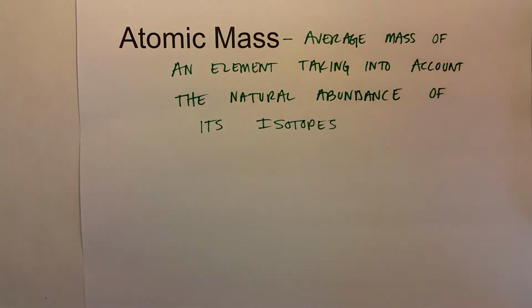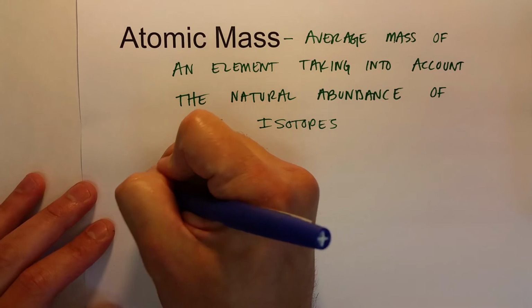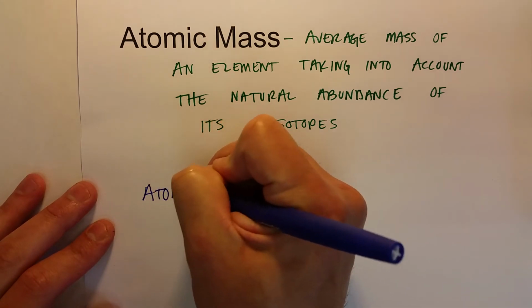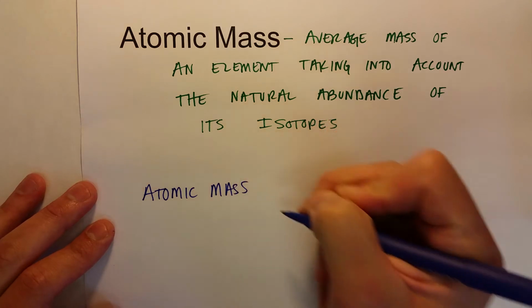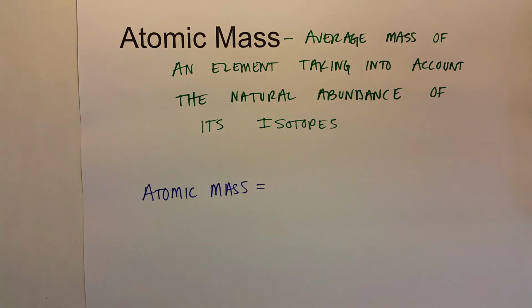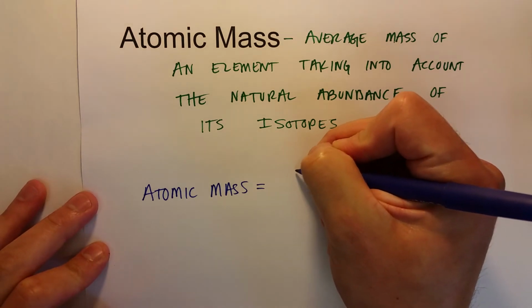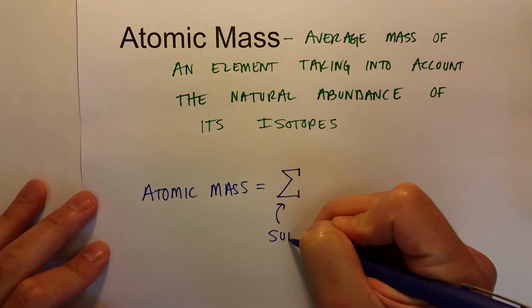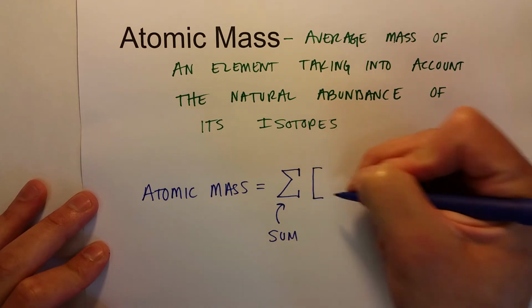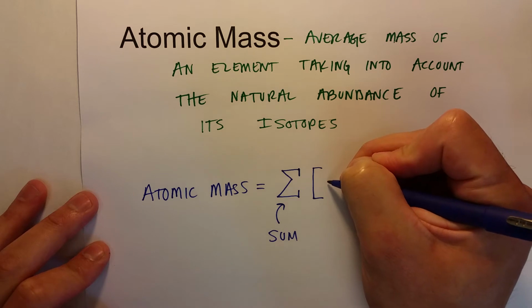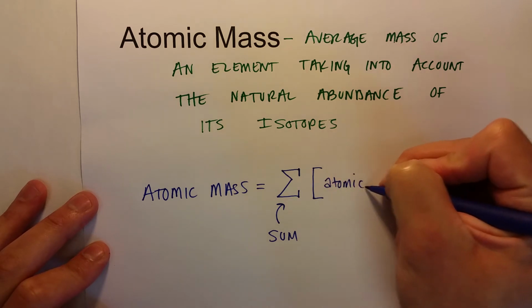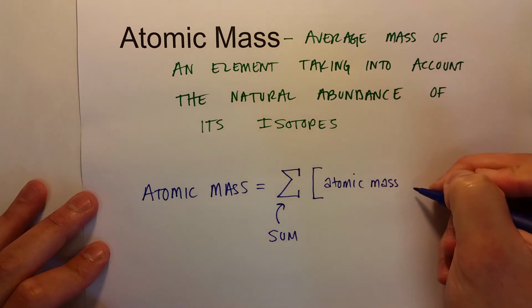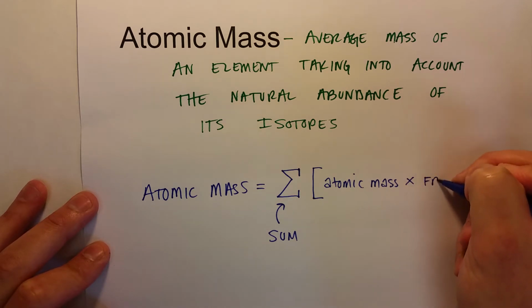Okay, so there's a very simple way to calculate the atomic mass of an element. What we do is sum all of the masses of each isotope multiplied by its fractional abundance in nature. One way we can write sum is using the Greek letter sigma, and all that means is summation: sum up the atomic masses of each individual isotope multiplied by its fractional abundance.